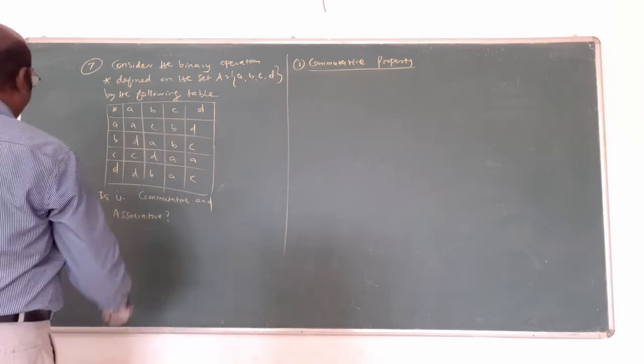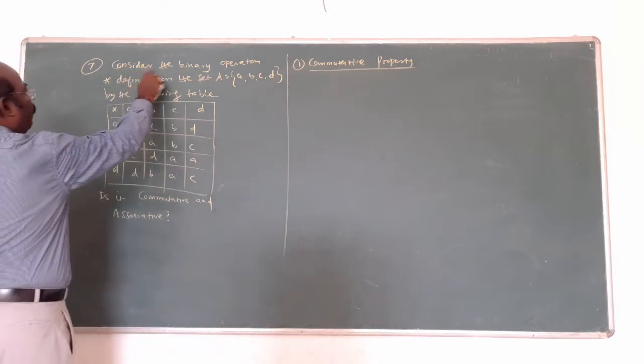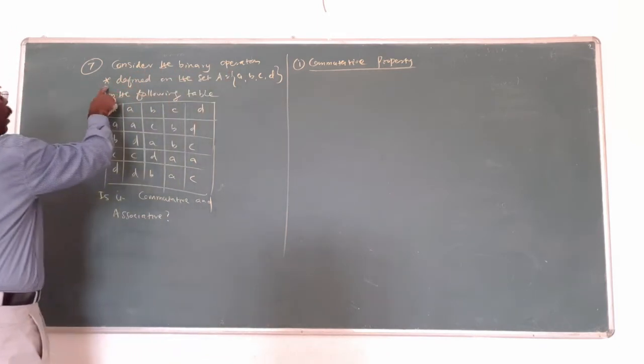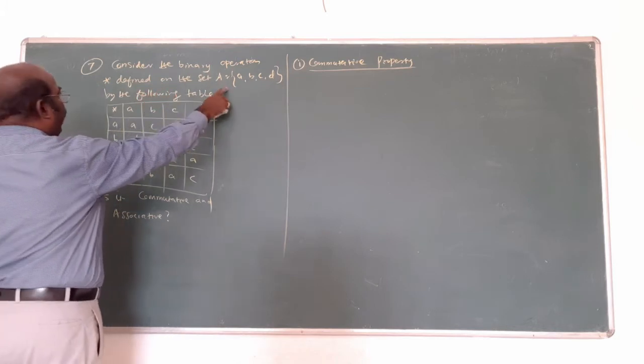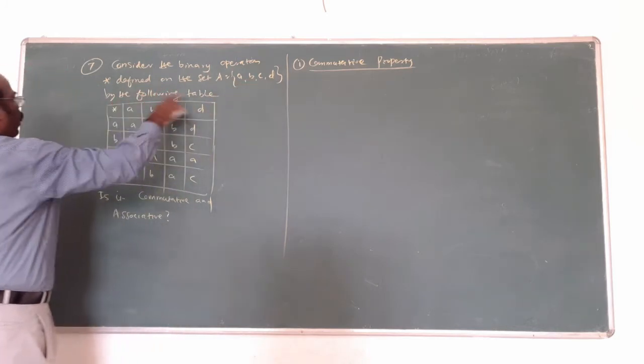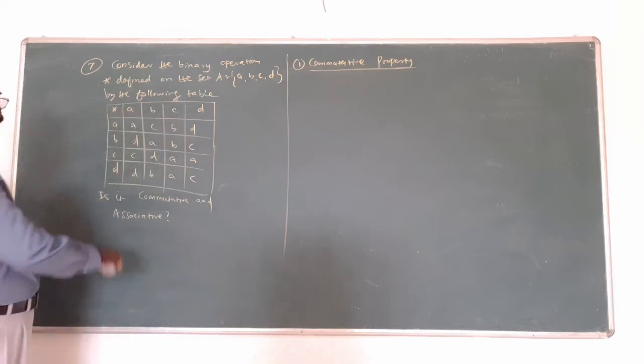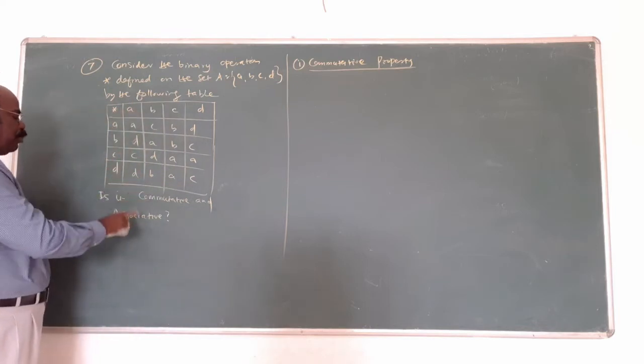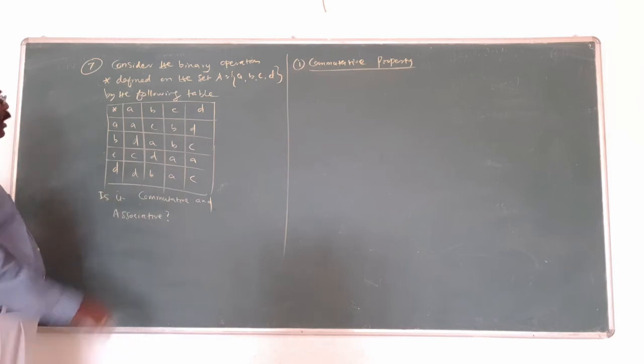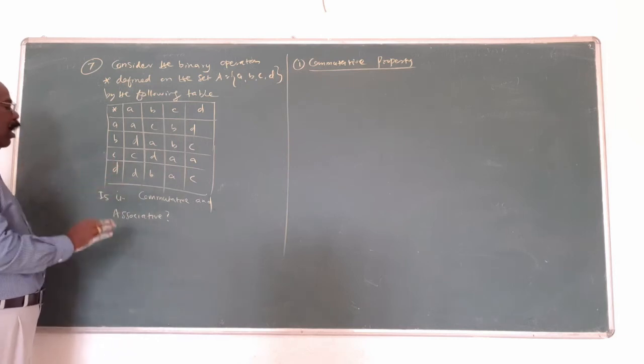Question number 7. Consider the binary operation star defined on the set {a, b, c, d} by the following table. The table is clearly given in the question. Is it commutative and associative? Verify whether the table is commutative and associative.